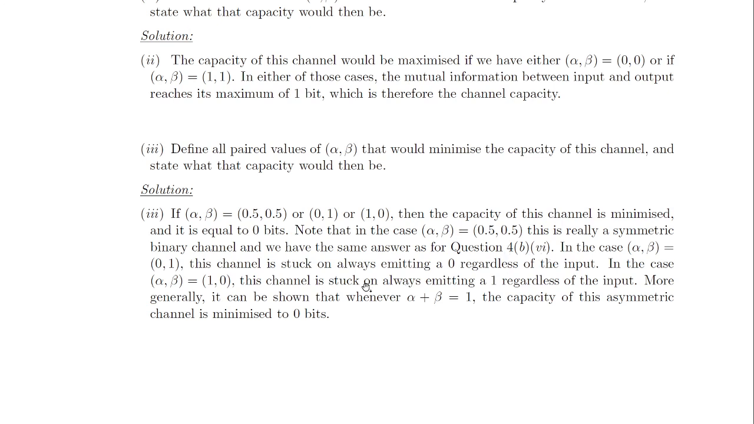But there's another interesting case, another combination of values of alpha and beta, which also gives you channel capacity of 0. And that's whenever this condition is satisfied, that alpha plus beta equals 1. In other words, the sum of the two error probabilities add up to 1, even though they may not be the same for the two inputs. And interestingly, so now you have a linear trade-off condition between alpha and beta. And if you're anywhere on that continuum of values relating alpha and beta on that linear relationship, then the capacity of this channel is again minimized to 0 bits.